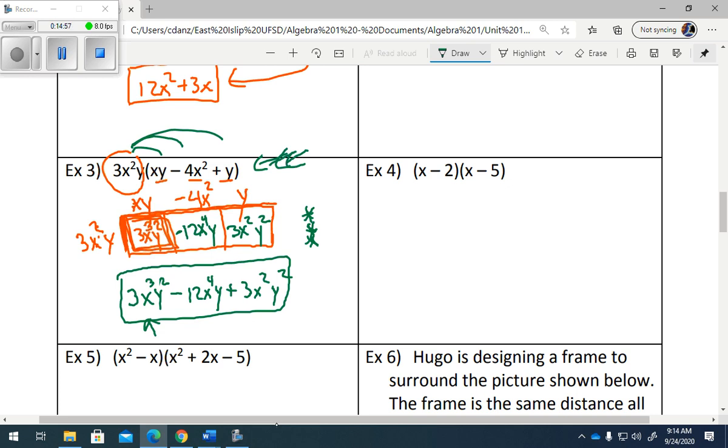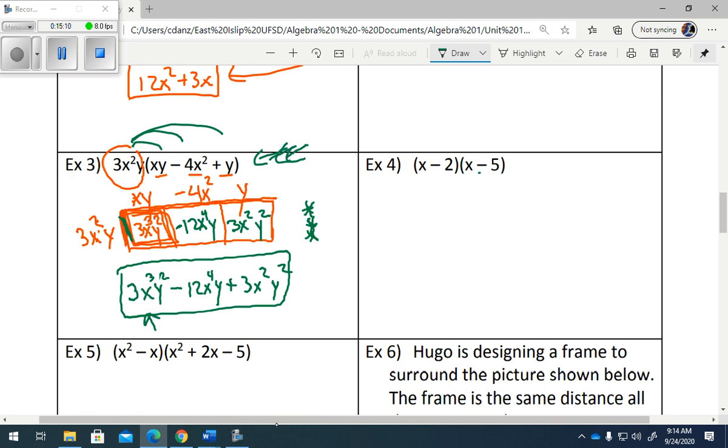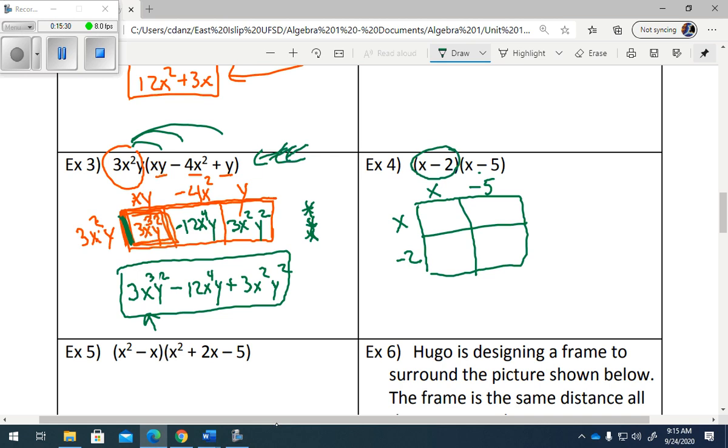The box method might be helpful here since it's a binomial times a binomial. So far I've been doing a monomial times a binomial, and that's why this piece has been so short, right? Because there's only one term there. If I have two terms, the length of this box has to be divided into two pieces. So I could put an x and a -2. And then the top part of the box has to be divided into two pieces. So I could put the x and the -5. So I took this first binomial and put it on the side, and I took the second binomial and put it along the top. Now find the area of each individual piece, and then we're going to add them.